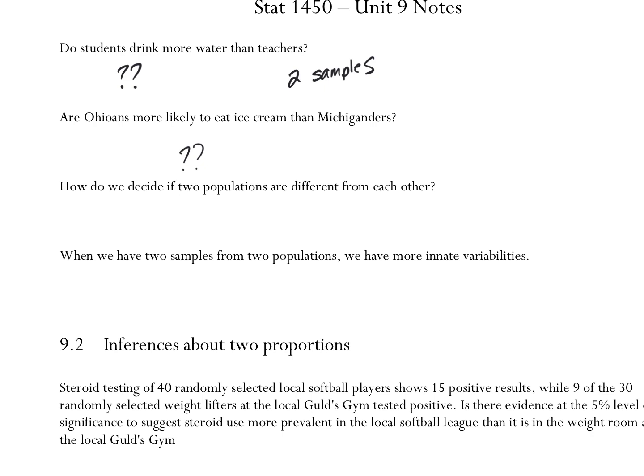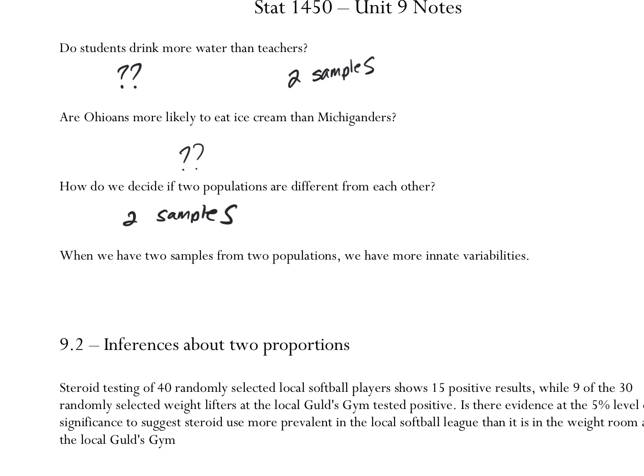So how do we decide if 2 different populations are different from each other? We take 2 samples. And the big idea behind having 2 samples is we have more innate variability. Remember how we talked about samples aren't perfect, right? So if we all took a different sample from the same population, we'd have variability in our samples. And if we took from 2 different populations, we have more variability because we're sampling from twice as many things.